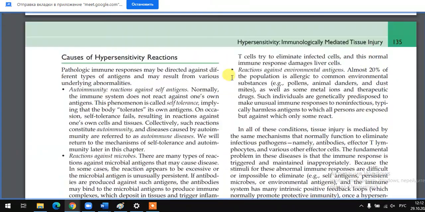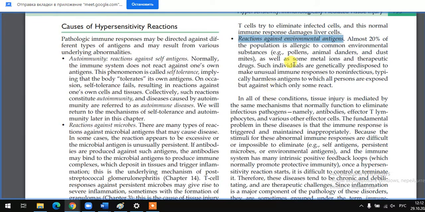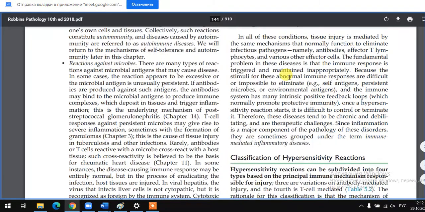And also reactions against environmental antigens. Environmental antigens, for example, this is typical atopy. Atopy, so it's allergy, what we name as allergy. So this is a typical allergic reaction. We have a genetic predisposition to these unusual immune responses. Usually it's a response to harmless stimuli. Okay, we'll discuss it. So no need to read it in detail.